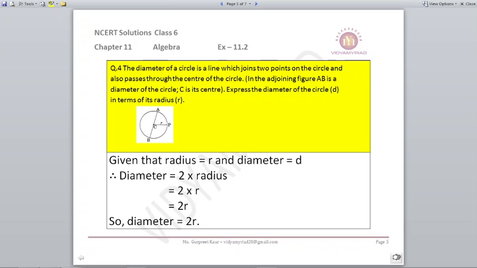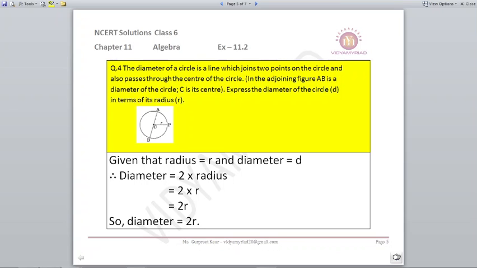Question number 4. The diameter of a circle is a line which joins 2 points on the circle and also passes through the center of the circle. So in the adjoining figure, AB is the diameter of the circle, C is the center. Express the diameter of the circle D in terms of radius.